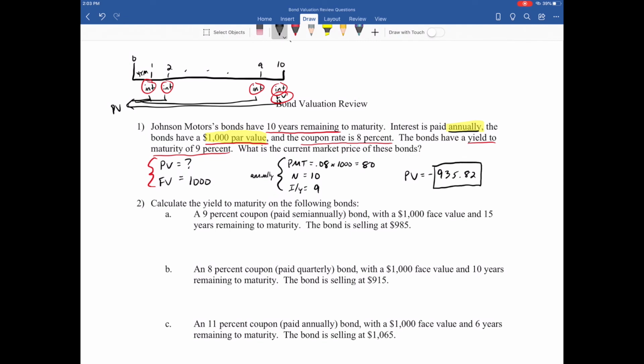So based on its level of risk, which is measured by the yield to maturity, our discount rate, and the different features of this bond, an 8% coupon and 10 years until it matures, the current fair value or the current price would be $935.82. You can think of this negative sign as what you would be paying, a cash outflow, in order to receive cash inflows of $80 each year for the next 10 years and a lump sum amount of $1,000 at the end of the 10-year period. And those cash flows are positive because I would be receiving them.